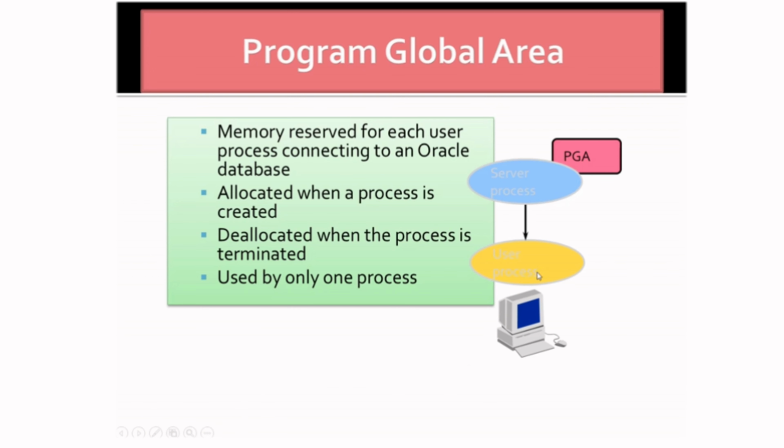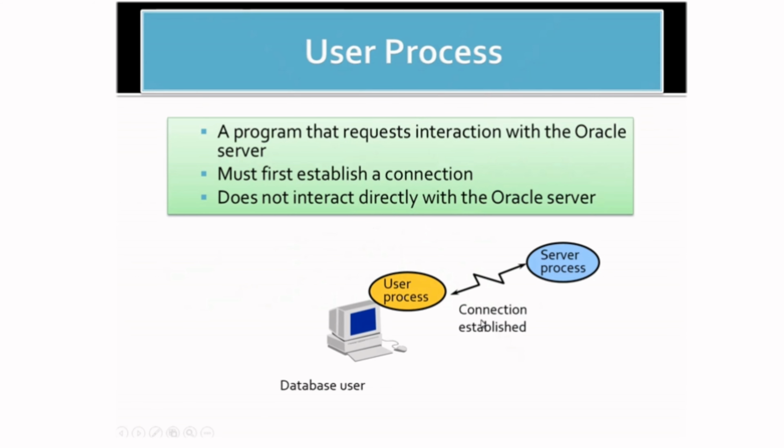So, the server process communicates with the user process. A user process is a program that requests interaction with the Oracle server. It must first establish a connection and does not interact directly with the Oracle server. So, the user process communicates with the server process by establishing a connection.